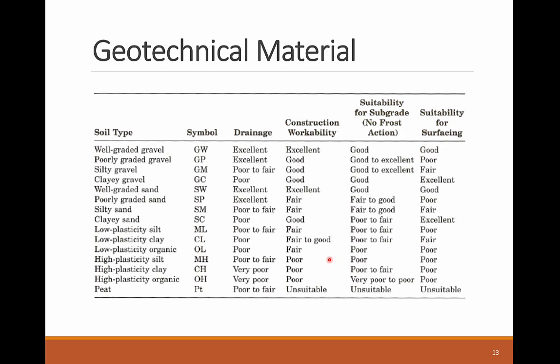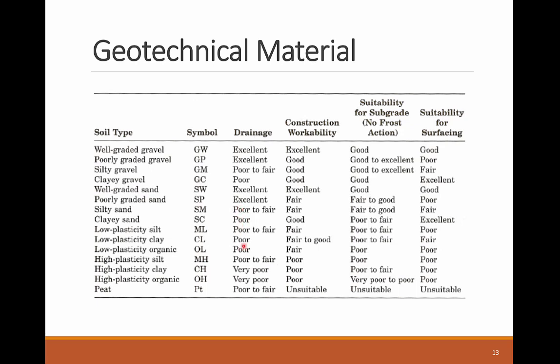This table shows the attributes of the different soil types, which are very important when considering which soil to use in different parts of a construction project. These main attributes are drainage, workability, subgrade suitability, and surfacing suitability. You can see the coarse-grained soils provide better drainage here than fine-grained soils. This is why they are used as bedding for underground utilities and foundations.